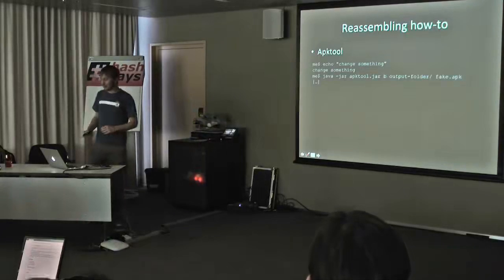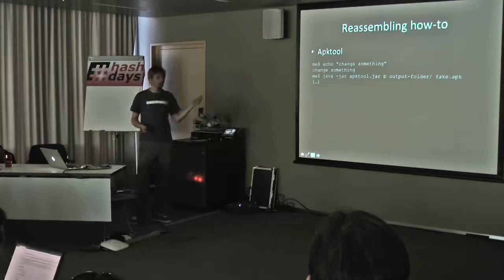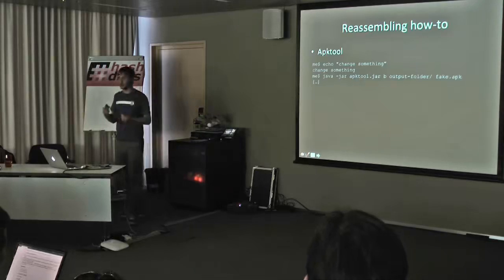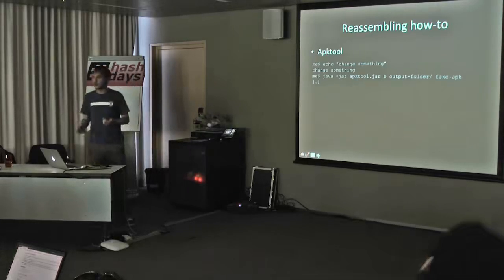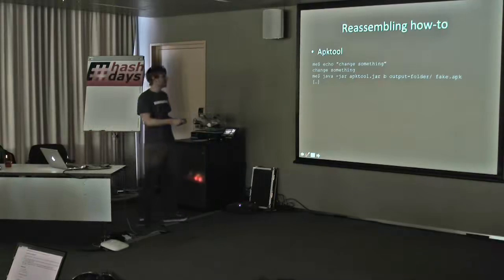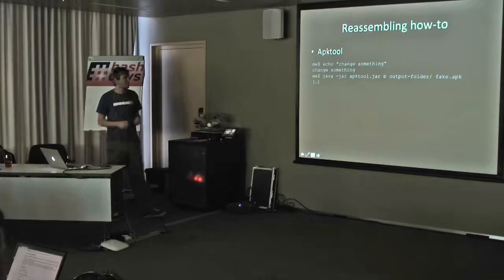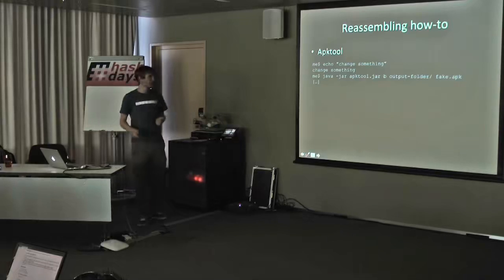The reassembling is also really easy. You just change something in that code we just saw, and for example, we just always return 1 or true for the isAuthenticated method, so we're always authenticated. And you just specify b for build, the output folder where we stored the APK tool output before, and the new name for the app.